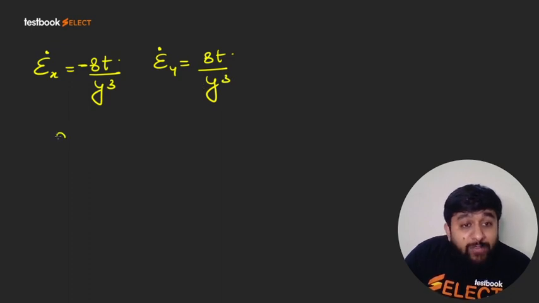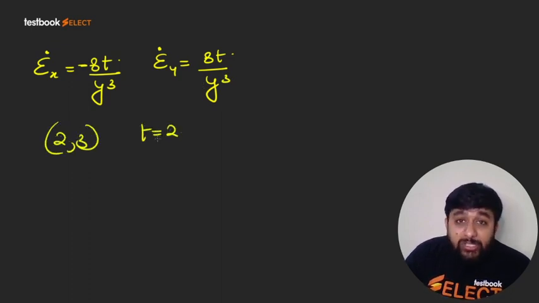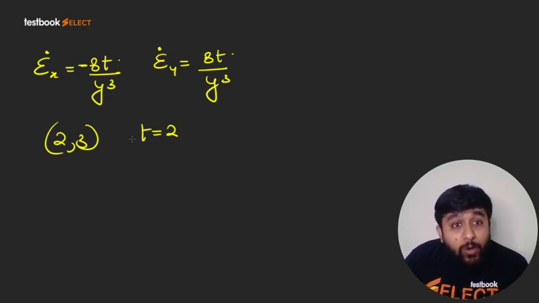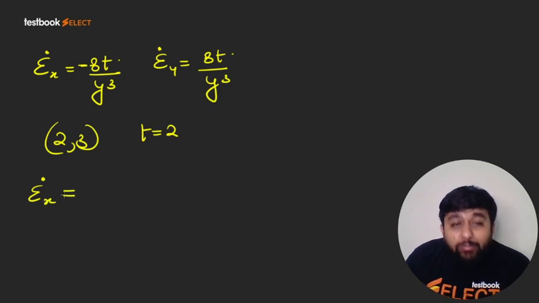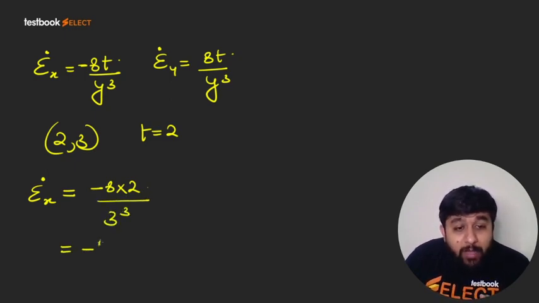Now we want these values at (2,3) when the time is equal to 2 seconds. So the x value is equal to 2, the x coordinate of the point is 2, the y coordinate of the point is 3, and the time value is 2 seconds. For these conditions, if I find epsilon dot x, I will get minus 8 into time, which is 2, divided by 3 cube. So this will become minus 16 by 27.